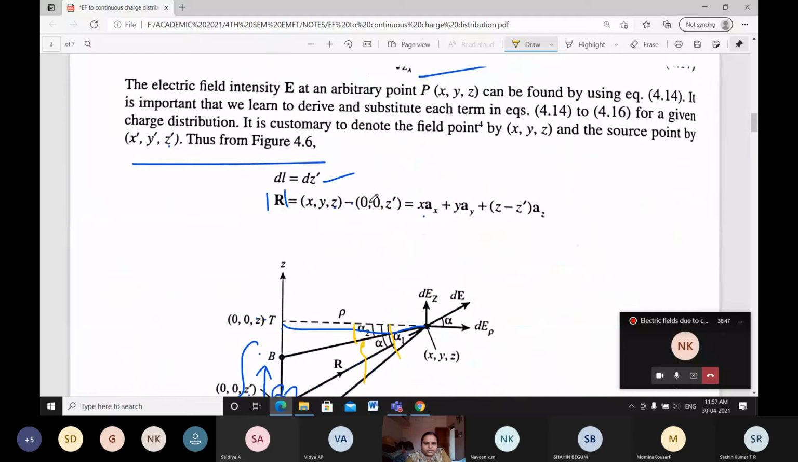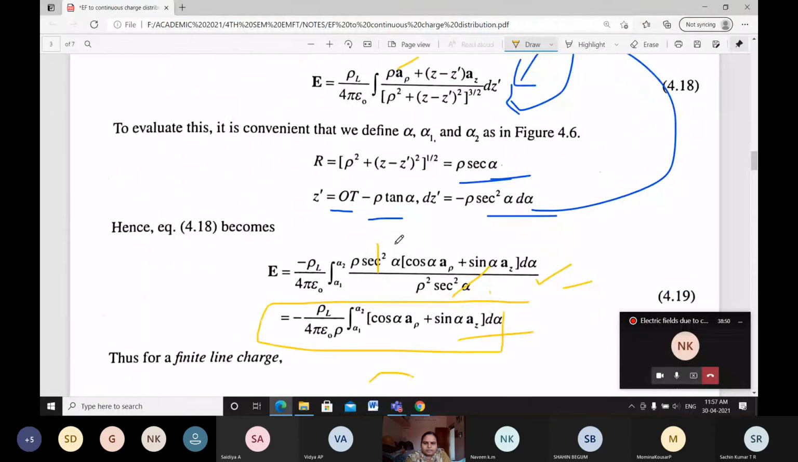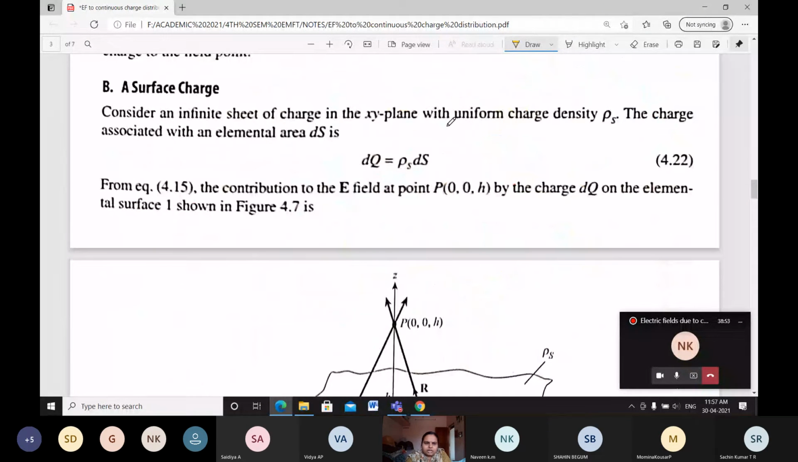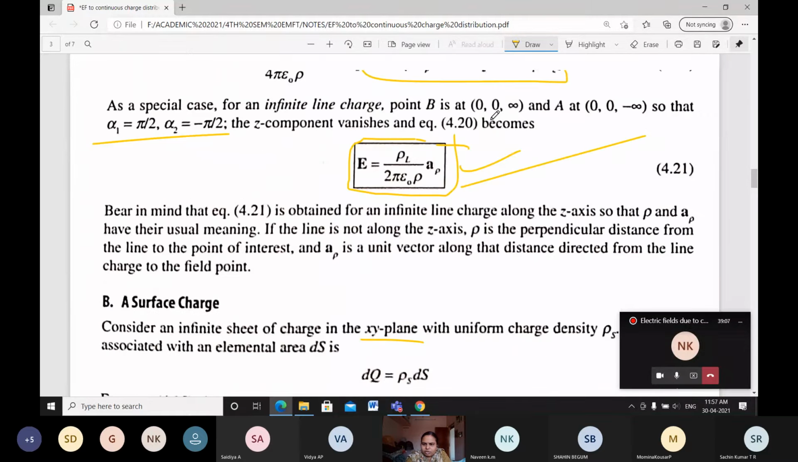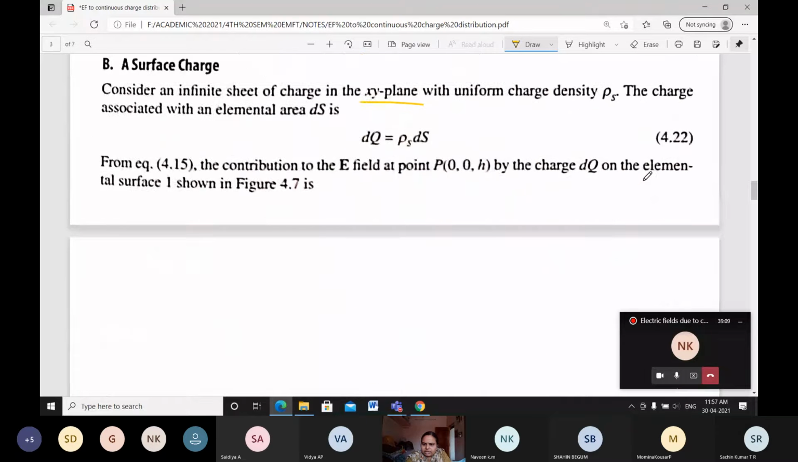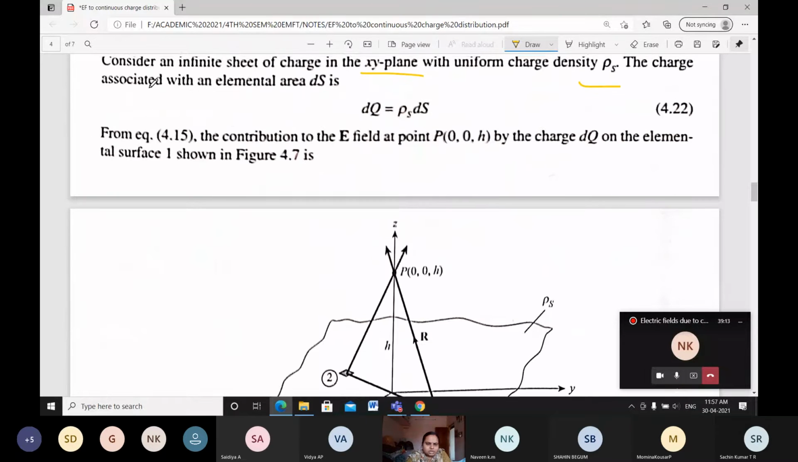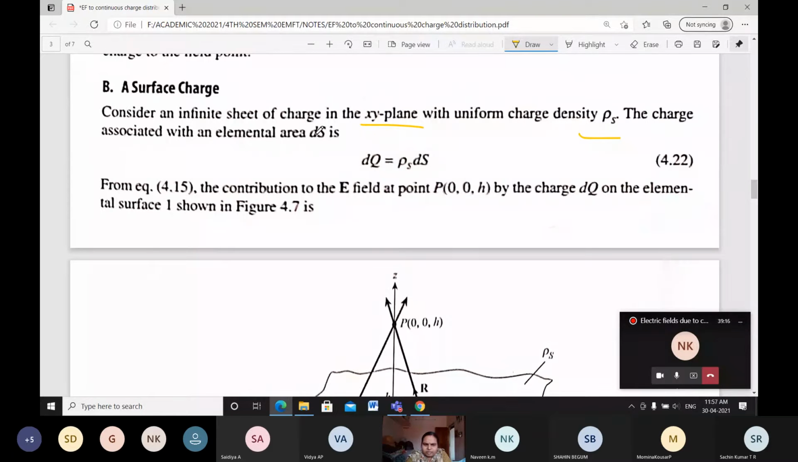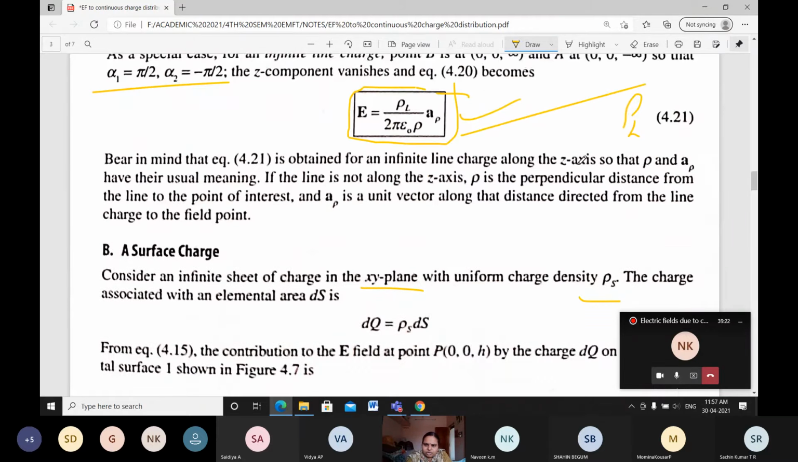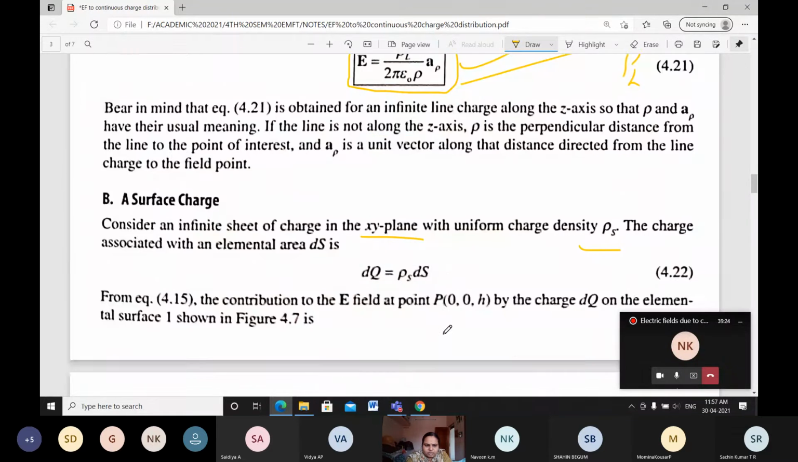Next is the surface charge distribution. In the same way, consider an infinite sheet of charge in the xy plane with uniform charge density, here taken as rho s. In the previous case, it was taken as rho L. Here it is going to be rho s. The charge associated with an elemental area ds, dq, is taken as rho s into ds. Previously, we took rho L into dl.